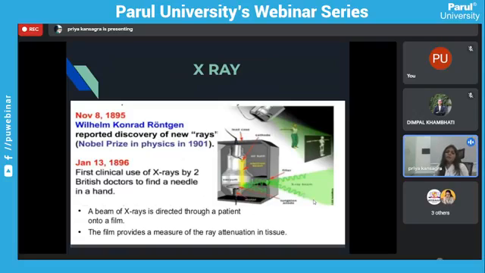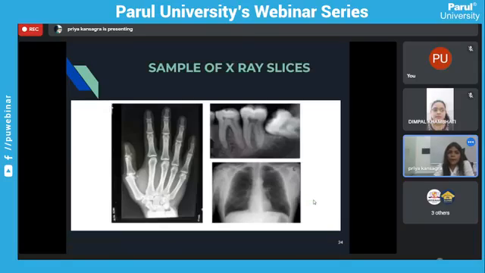And films provide a measure of ray attenuation in tissues. The film and the ray are how we get an image of the internal parts of the body. Once the ray falls on an object, it is directed to a film. On the film, the impression is interpreted. That impression becomes an image of our tissue. It could be a chest, a hand, a leg, any image.